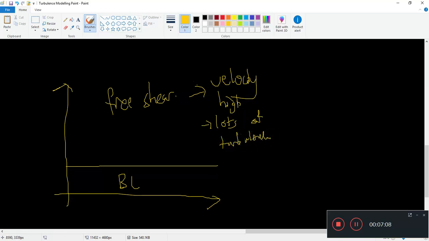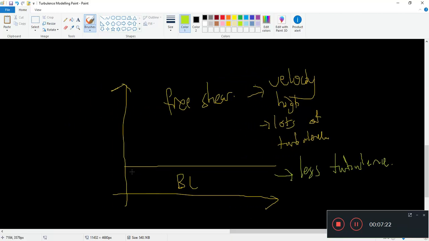Okay, in the boundary layer region, here you have less turbulence. That's to be expected. And how is turbulence being modeled in the boundary layer region? Over here, ideally you want Reynolds-averaged Navier-Stokes to switch on. So you have turbulence modeled with μt, the turbulent viscosity.